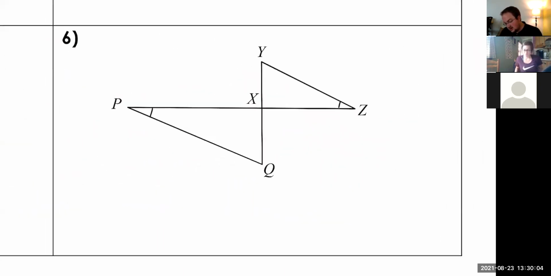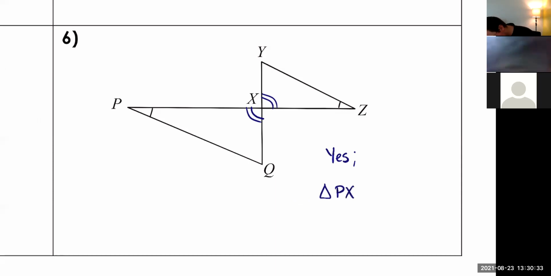And then the last one here, we're already given one set of congruent angles, but there's our old friend again there in the middle, set of vertical angles. I won't forget those today because they've snuck in on us a couple times now. But again, there's two congruent sets of angles, so there's enough to say, yes, they are in fact similar. So I could say that triangle PXQ is similar to triangle ZXY.